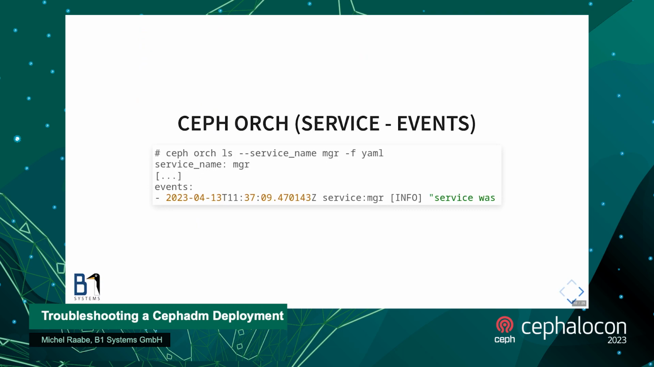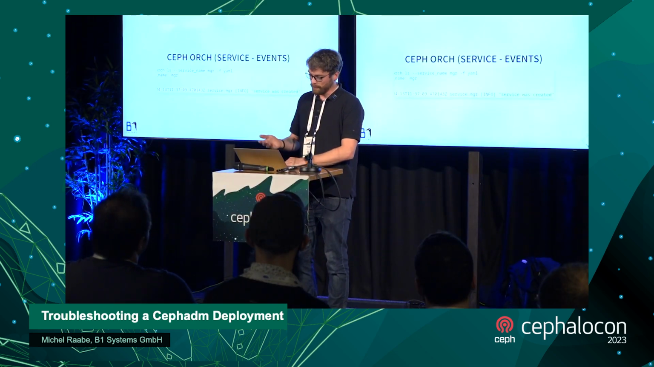And if you run the orchestrator ls command with the corresponding manager or daemon you want to see, paired with the output format and the YAML, you see in the last line events. And let's see if I can scroll it. Was created. Hey, cool. But what if the service is not starting? It's still created. That's, yeah, it is a problem.